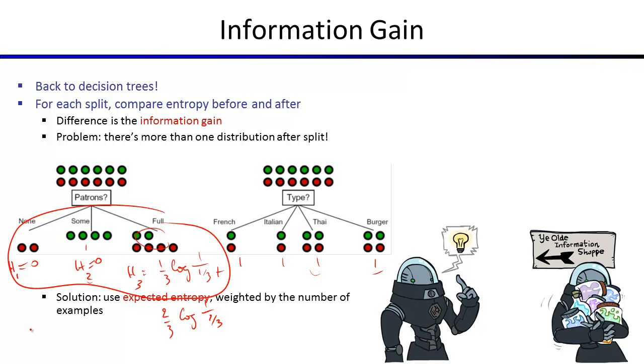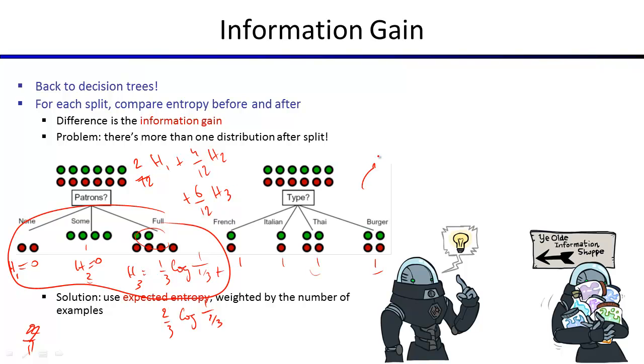The average entropy would be, there are a total of, in this case, 12 examples. 2 out of 12, let's write on the top here, 2 out of 12 get entropy H1, plus 4 out of 12 get entropy H2, and then 6 out of 12 get entropy H3. That's our average entropy for this particular split.